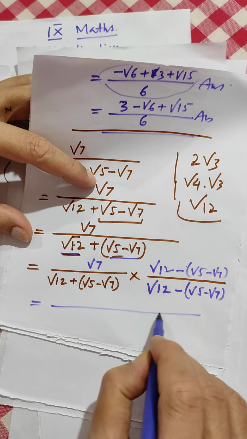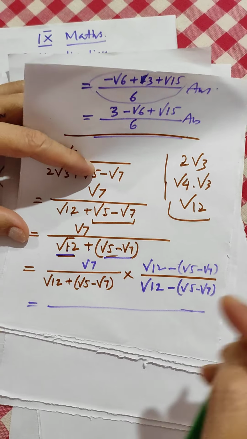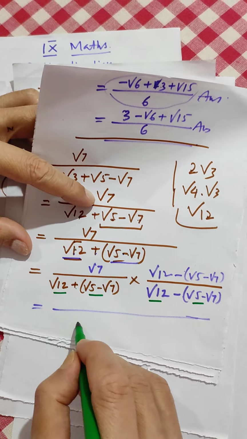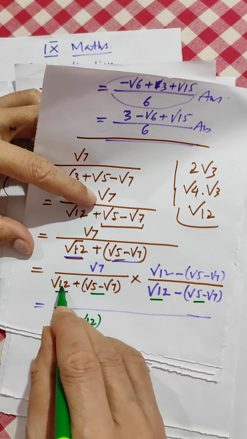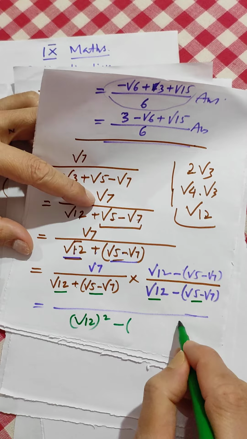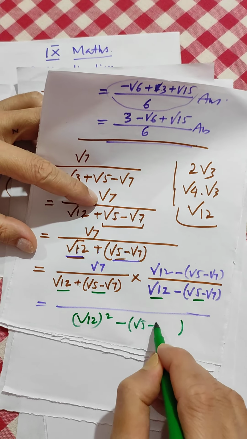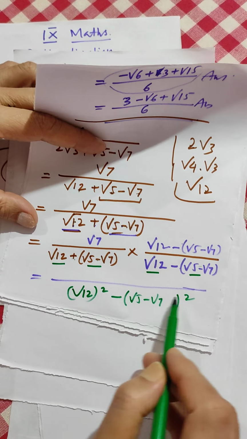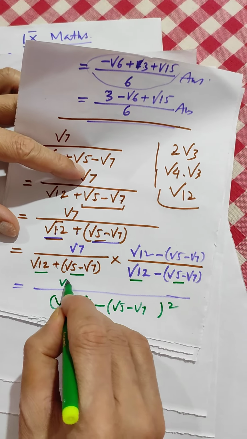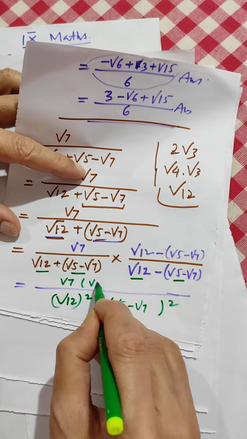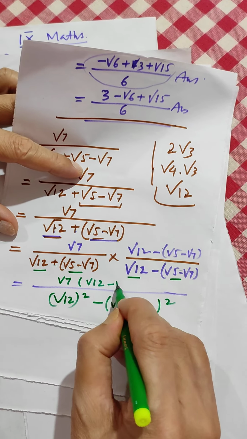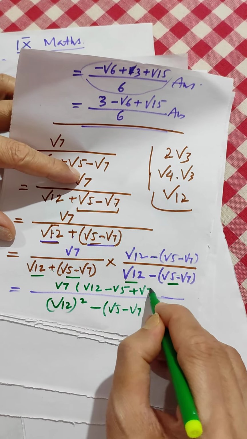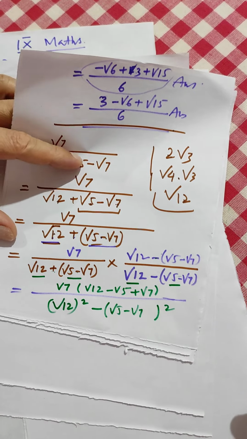Okay. Now for the denominator, we can use the formula a plus b into a minus b. So that is a square minus b square. So root 12 is a square minus b square. So what is b? Root 5 minus root 7. So a plus b into a minus b, that is a square minus b square. And numerator remains as it is, root 7 into root 12 minus root 5. Now minus root 5 minus minus plus root 7. So that means we have opened the bracket. Is it clear?